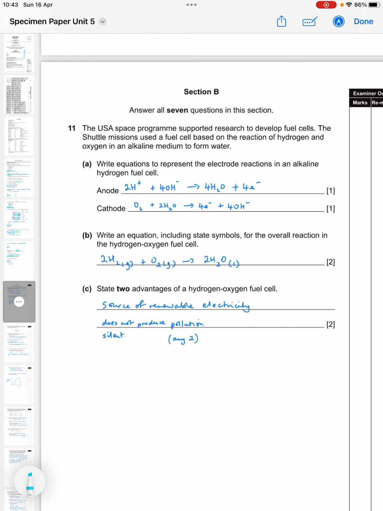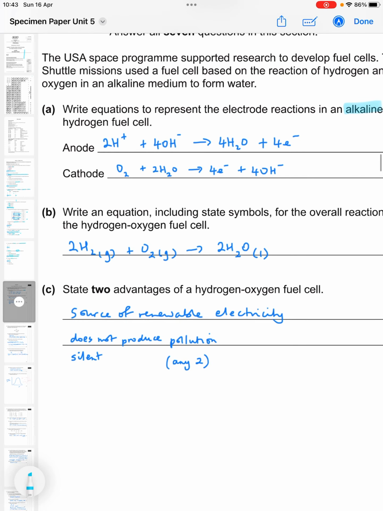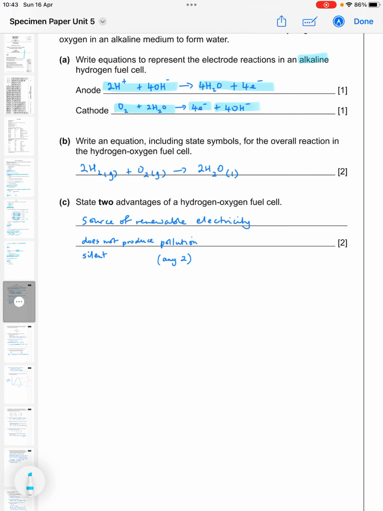Okay. Number 11. The USA space program supported research to develop fuel cells. The shuttle missions used a fuel cell based on the reaction of hydrogen and oxygen in an alkaline medium to form water. Write the equations to represent the electrode reactions in an alkaline hydrogen fuel cell. So the key there is the alkaline hydrogen fuel cell. So the anode, 2H2 and 4OH minus, gives you 4 water and 4 electrons. And then at the cathode, O2 and 2H2O plus 4 electrons gives 4 OH minus. 1 mark for each of those.